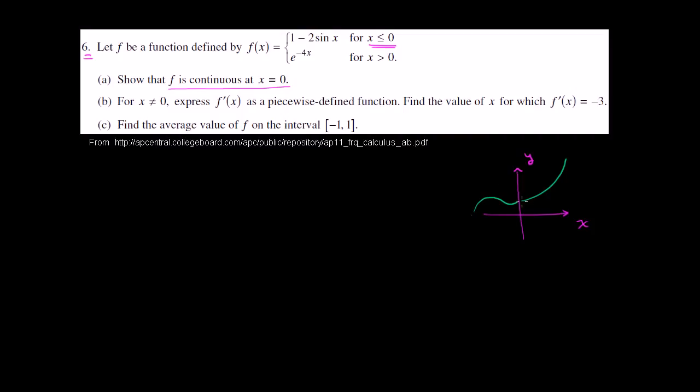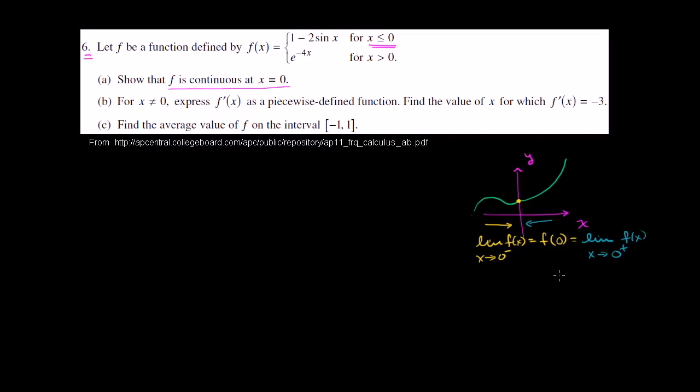In order for it to be continuous here, the limit as we approach 0 from the left should be equal to the value of the function at 0. So the limit of f of x should be equal to f of 0, which should be equal to the limit as x approaches 0 from the right of f of x.